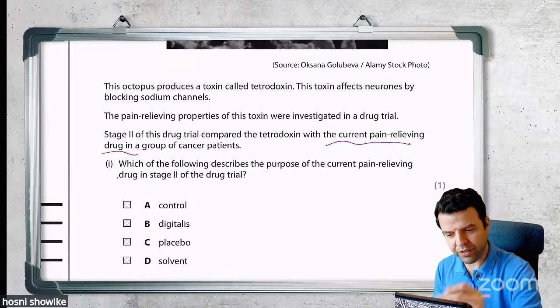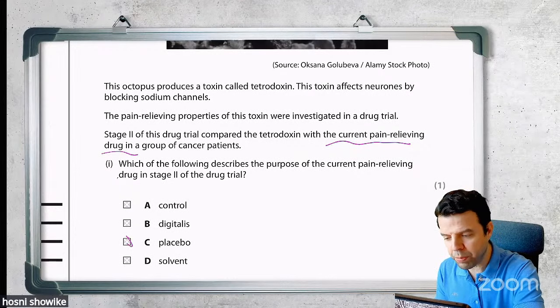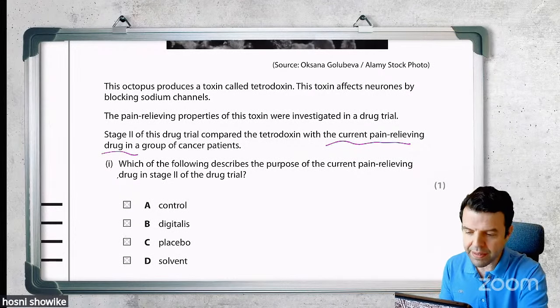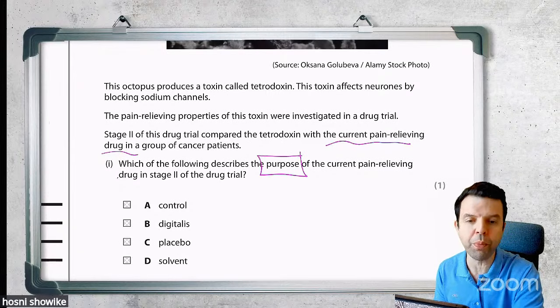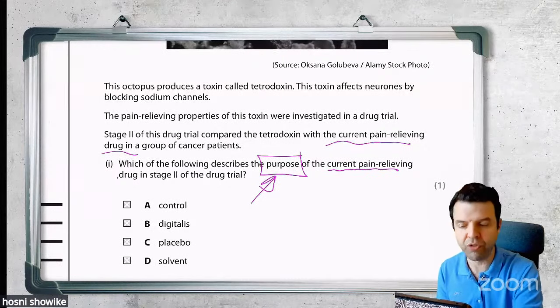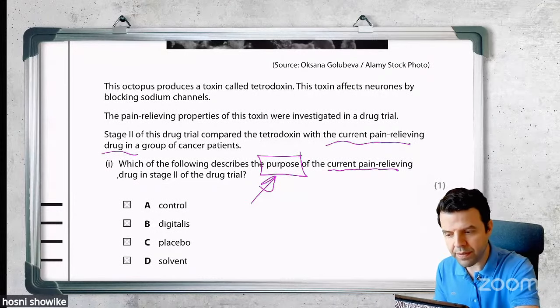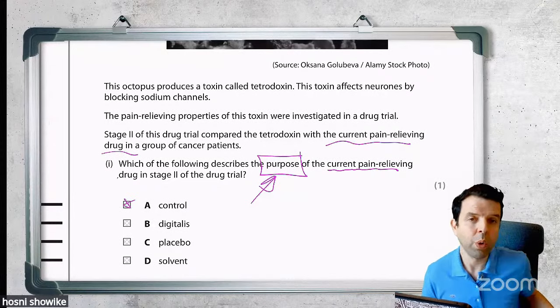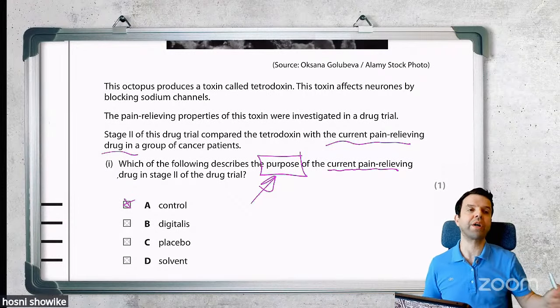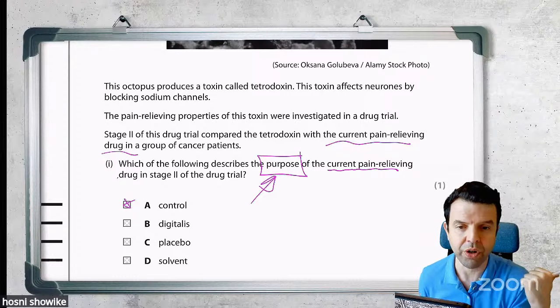Now, here's this question, many students got it wrong. They mostly chose placebo here, but what's the purpose of the current pain relieving drug? The purpose is control. We're using it as a control so I can compare the new medication to some existing drug, right?